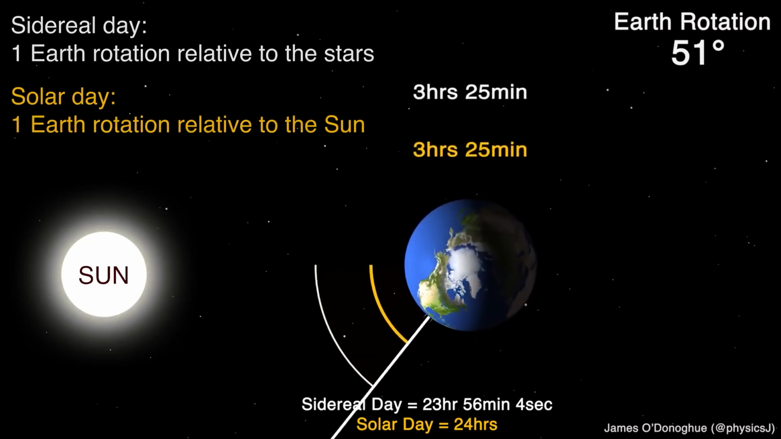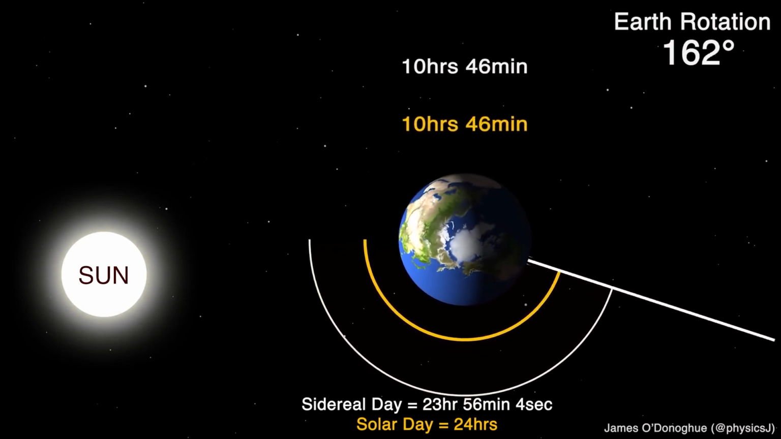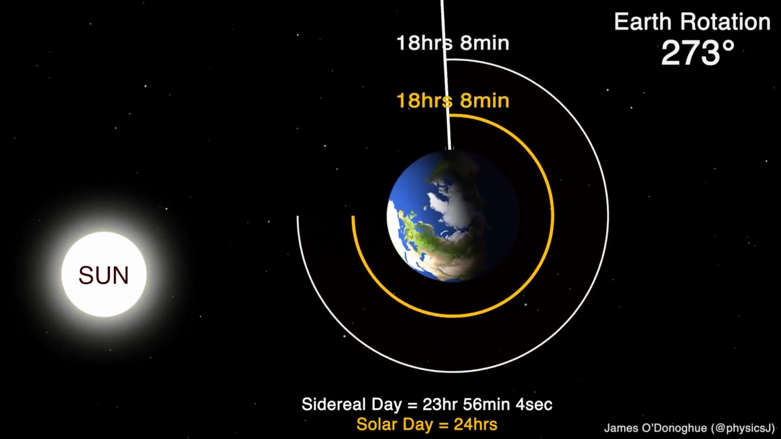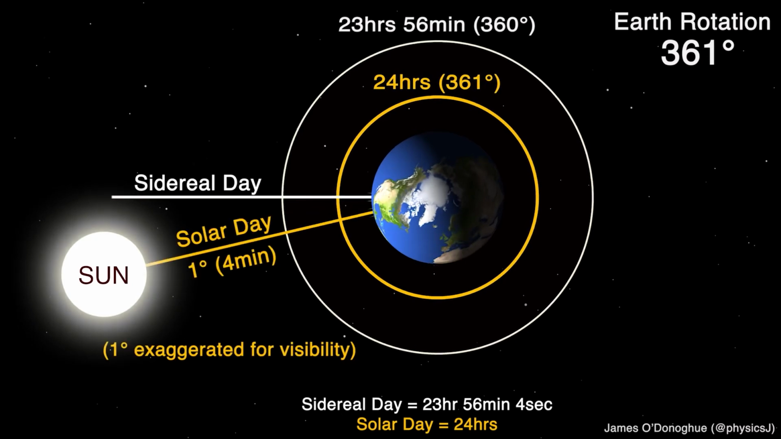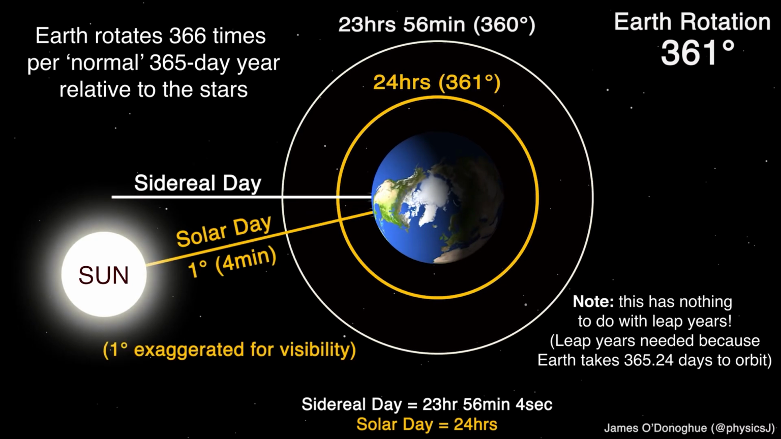This is known as a sidereal year. Sidereal means with respect to the stars, whereas solar means with respect to the Sun. The same concept applies to each rotation of the Earth too, where each sidereal day is 23 hours 56 minutes and 4 seconds, which is shorter than a solar day.